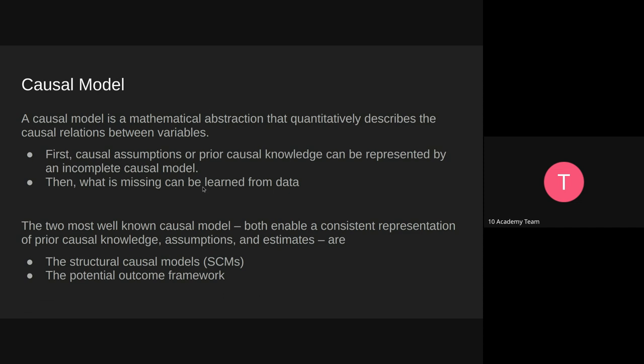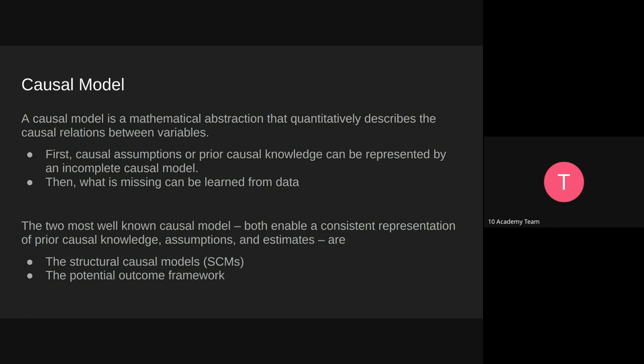What you start with is any assumptions or prior knowledge you have, which you have to implement within your model. If you have a set of variables and you already know that one variable is causing the other, you have to implement that. You define that relationship already, and what is missing is what you have to learn from your data. Of course there are traditional ways to do this, but we are focusing on the machine learning part. So you're using machine learning to learn the causal model that represents your data.